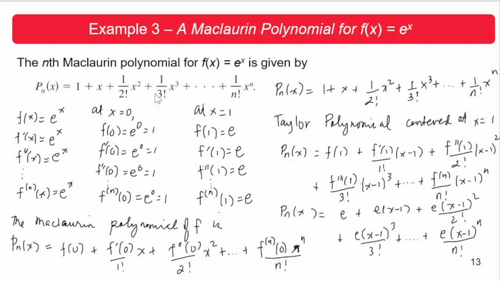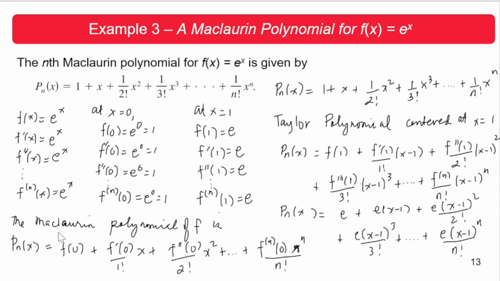So to find the Maclaurin polynomial, we need to find the value of the function and also the first n derivatives of the function at x equals 0. So when x is 0, the value of the function at 0 is e to the 0, or 1. Then the value of the first derivative at 0 is also e to the 0, which is 1. And so on, up to the nth derivative of the function at 0, which is also equal to 1.